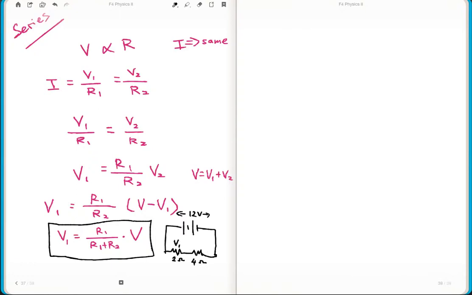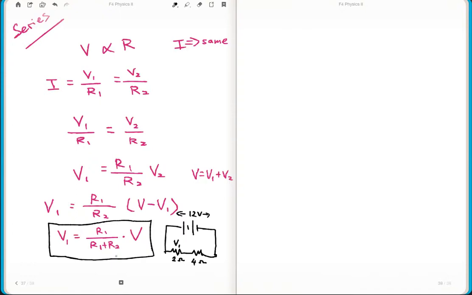Normally, the conventional way in the past, you will say, okay, you sum up because series sum up, is 6 ohm. Then the current is 2 ampere. Then from 2 ampere, you times V equals IR, 2 times 2 is 4. Then you thought, it's 4 volt, right? This is what you have been taught in the past.